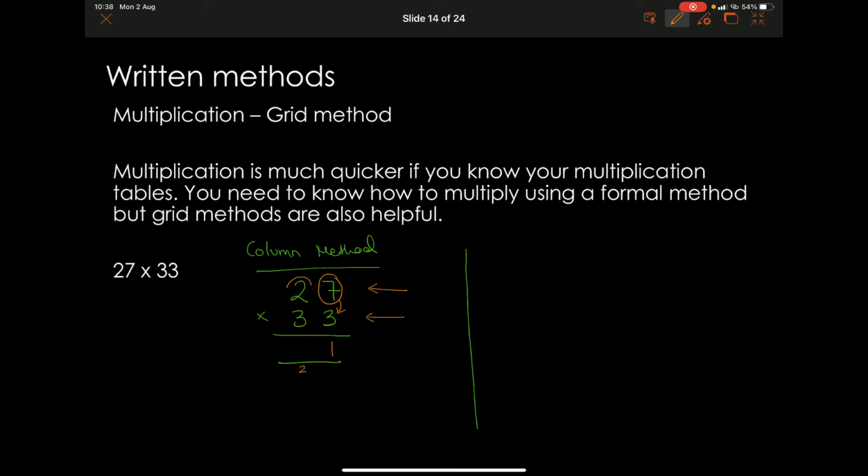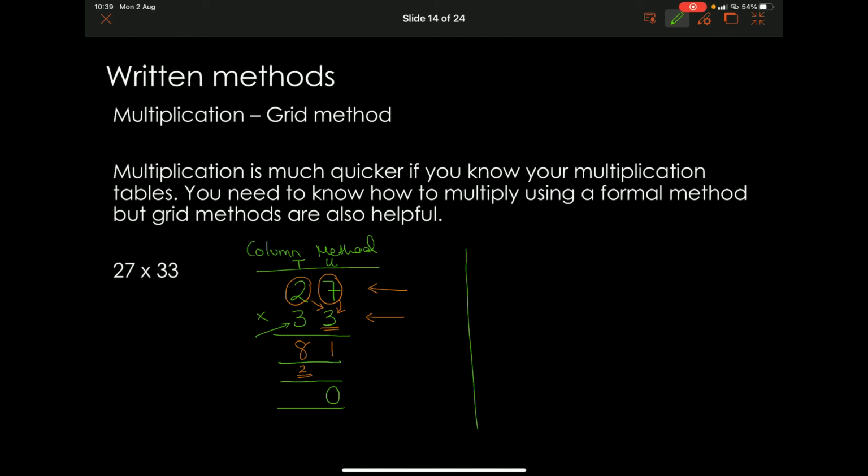I'm then going to move over to the 2 and multiply that by 3. Everything must be done by this number first. So 2 times 3 is 6, then we add on this 2, which is 8. So we put that there. Now, the next thing we need to do is create a new set of boxes, because what I'm going to do now is move on to multiplying everything by the other 3. This one. Because I've now moved from the units column to the tens column, I need to put a 0 in here.